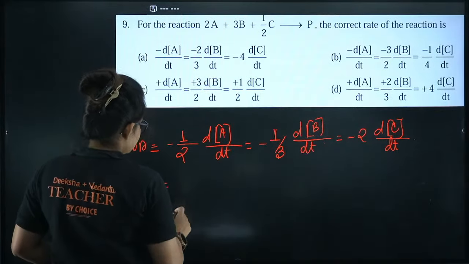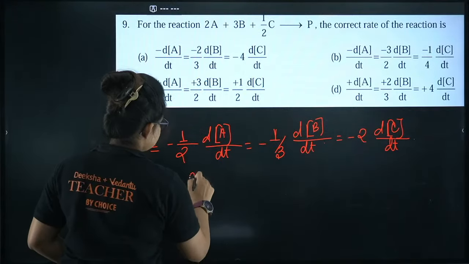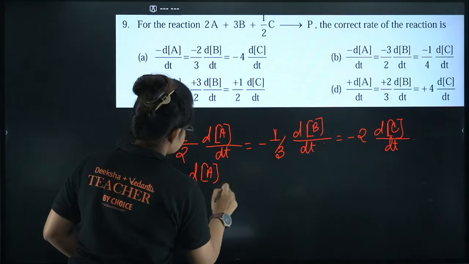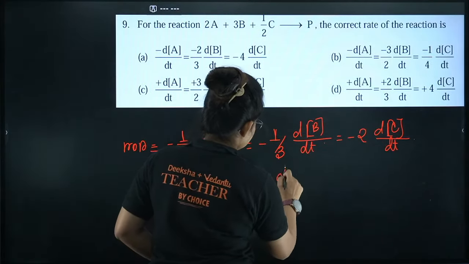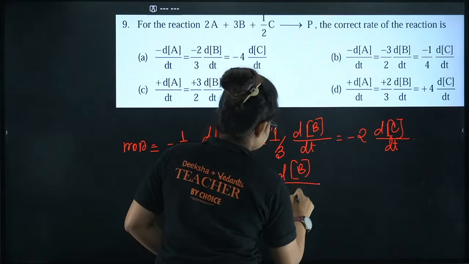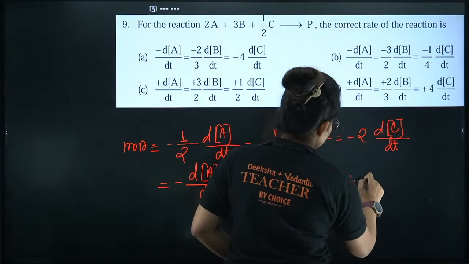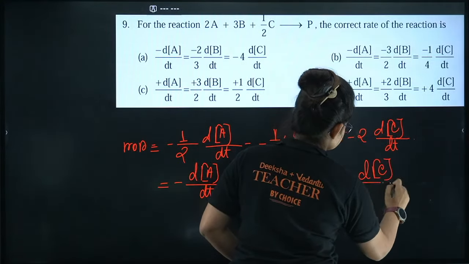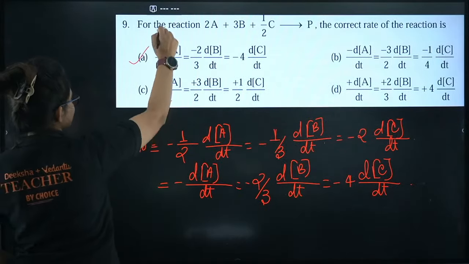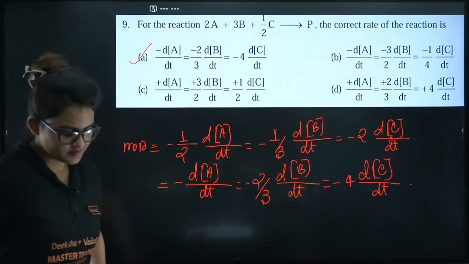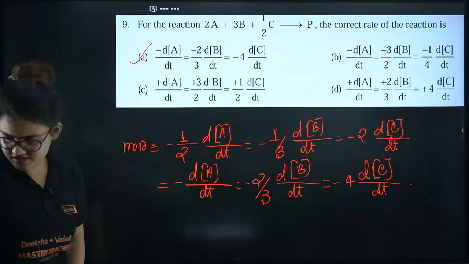If I rearrange a little, multiplying this 2 with the other terms, then minus dA by dt is going to be minus 2 by 3 dB by dt, which is basically equal to minus 4 of dC by dt. So yes, A is going to be the correct option. I guess it's clear. Let's proceed.